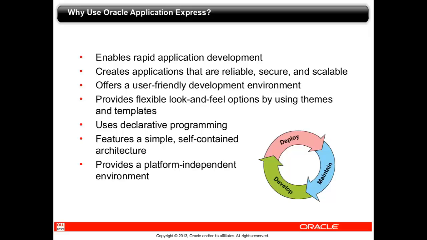Now let us see the advantages and benefits of using Oracle Application Express. Using Oracle Application Express, you can develop web-based, database-centric applications that are reliable and fast, as well as secure and scalable. It has a user-friendly interface which enables you to create and deploy applications in a short span of time. You can use the available themes and templates to provide a consistent look and feel across your web pages. Oracle Application Express uses a declarative framework for web application development. This means that you specify what to do rather than how to do it. No code is generated or compiled. You interact with different wizards and property sheets to define your application. It also provides a platform-independent environment.